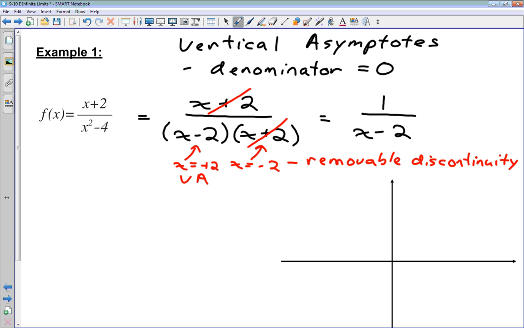Now, it probably wasn't called a removable discontinuity back in advanced functions. They probably just called it a hole in the graph. Have you heard that term before? Yeah.